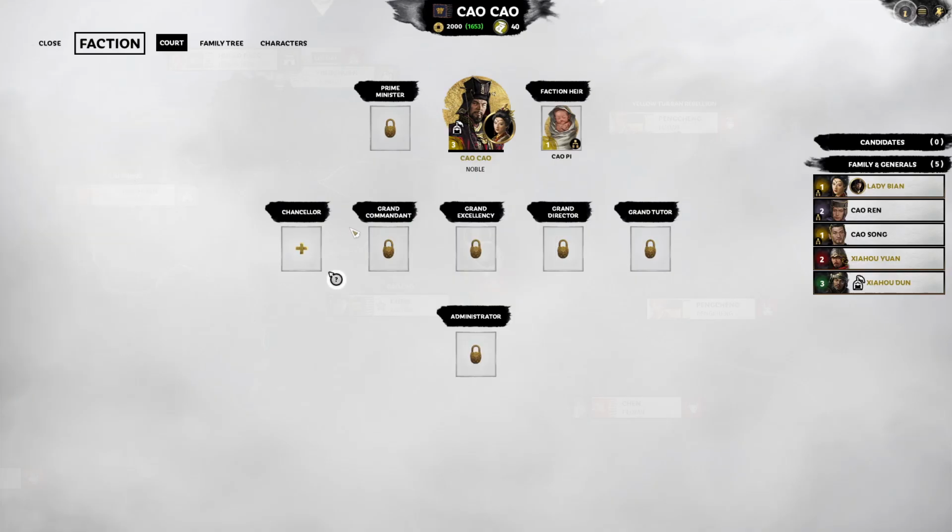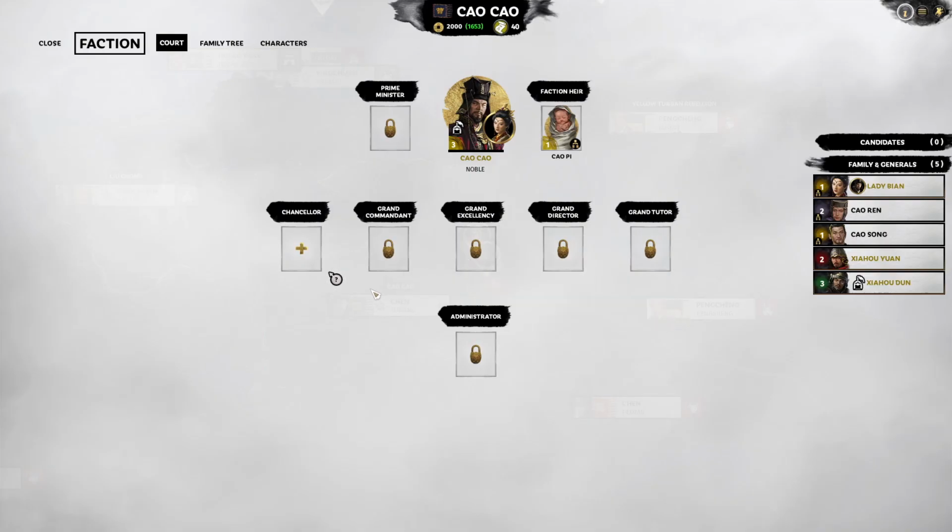Then below these council positions, you have your administrators. Now, currently we also don't have any administrators. There are many ways to gain administrators. They're not locked behind faction rank, although faction rank will provide you additional administrators, whereas this requires Duke. These two positions require Marquis. These positions require second Marquis.